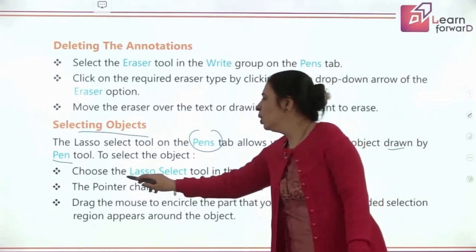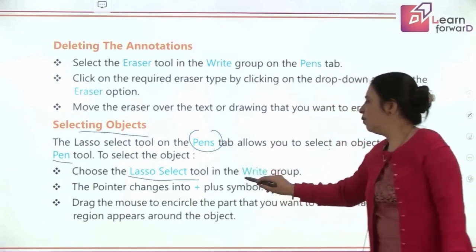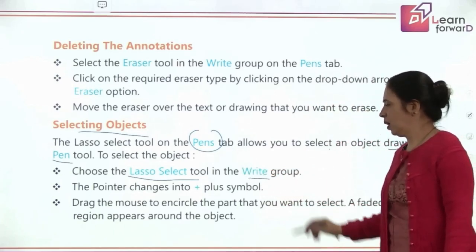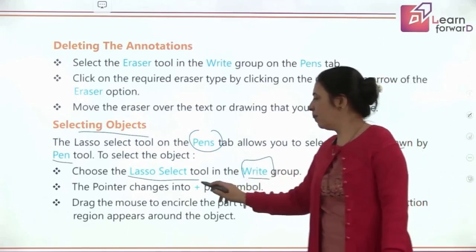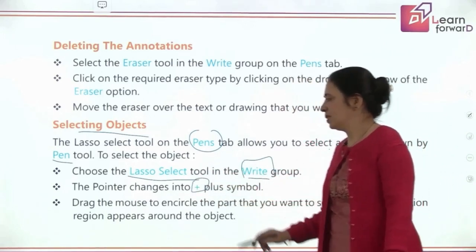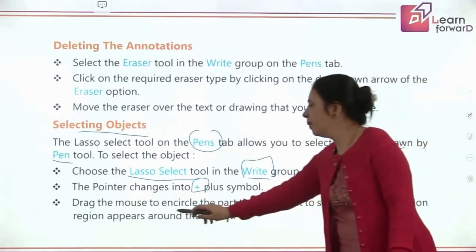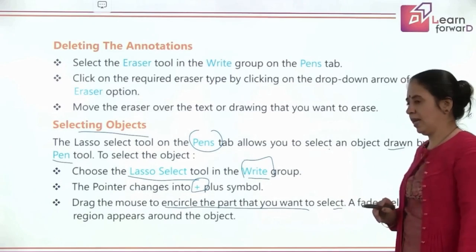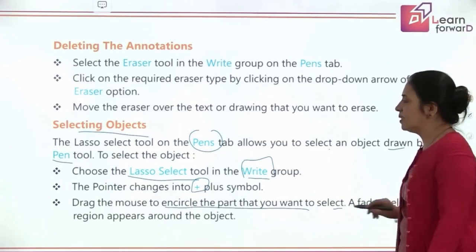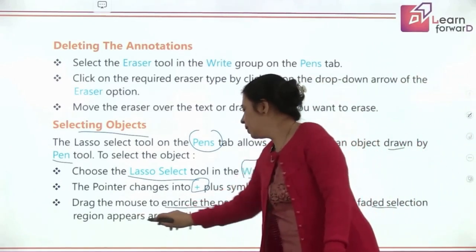Just click on lasso select tool which exists in the right group, and then what will you see? The pointer changes into a plus symbol. Just drag the mouse to encircle the part that you want to select and a faded selection region appears around the object.